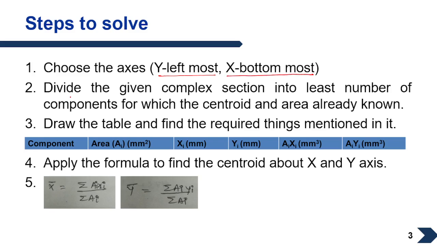The second step is we need to divide the given complex section into the least number of components. This is very important, that you choose the least number of components in order to reduce your calculations, for which the centroid and area are already known. So it should be a simpler section for which you know the centroid and area.